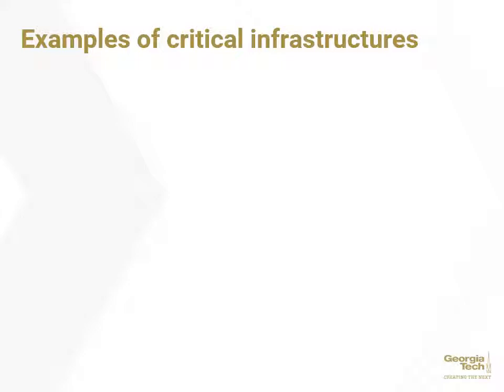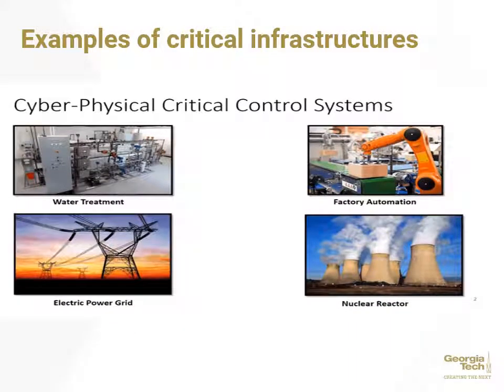So here we are actually going to look at few examples of critical infrastructures. So which are the cyber physical critical control systems? You can look at the examples. We can see that water treatment, factory automation, electric power grid, and nuclear reactor. These are a couple of cyber physical critical control systems, and they are very critical for the infrastructure of any nation. So in our paper presentation, we are actually going to look at how the electric power grid is requiring effective cybersecurity and protection systems simultaneously.